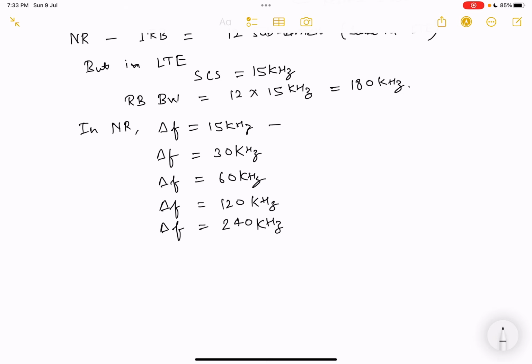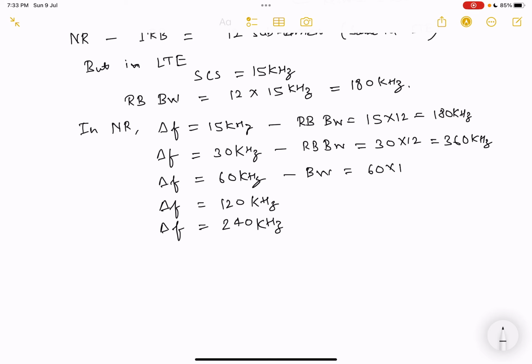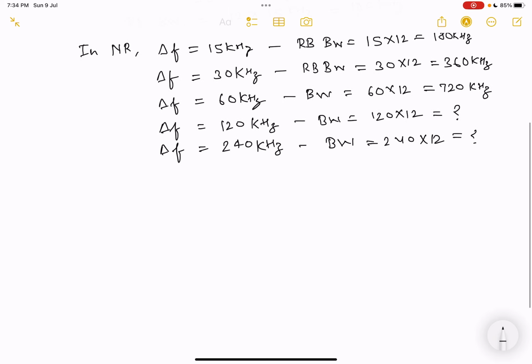So how much will the RB bandwidth be here? It will be 15 into 12, that is 180 kilohertz, same as LTE. Here the RB bandwidth will be 30 into 12, that is 360 kilohertz. Here it will be 60 into 12, that is 720 kilohertz. Same we can calculate for the rest: 120 into 12, and 240 into 12. So this one I told you.